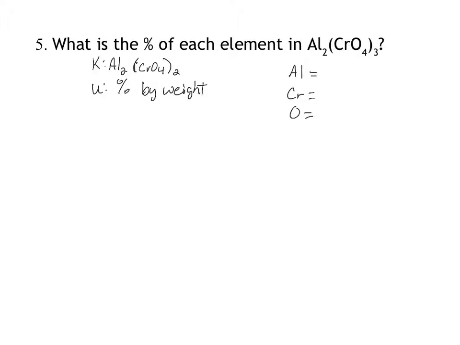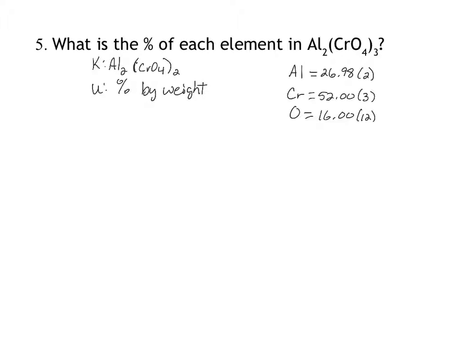So I look on my periodic table and I find that aluminum is 26.98. Chromium is 52.00, and oxygen is 16. Now I have to look to see how many I have. I've got 2 of the aluminum. I've got 3 chromium. And I've got 12 oxygen.